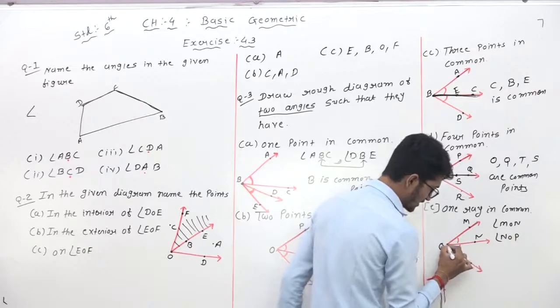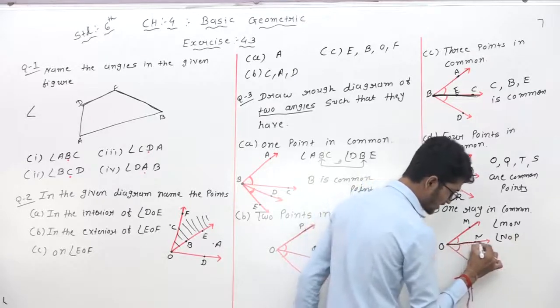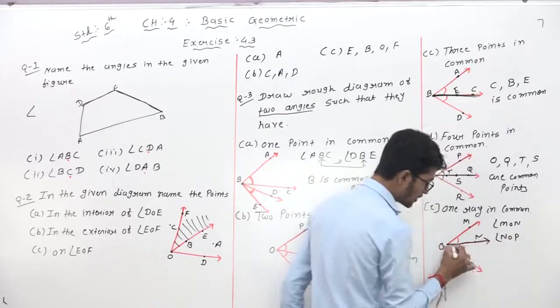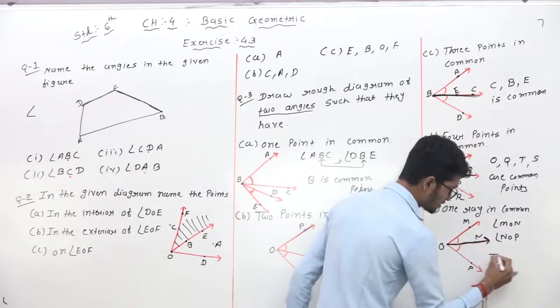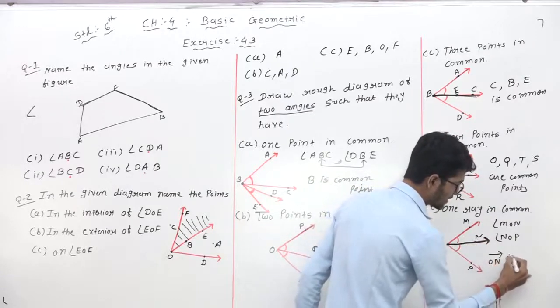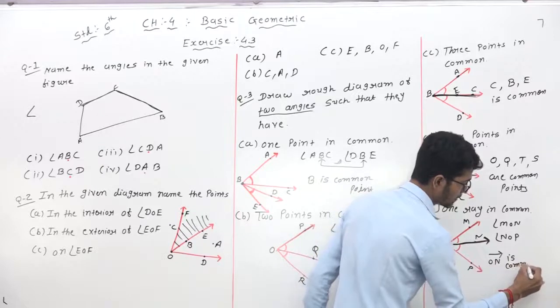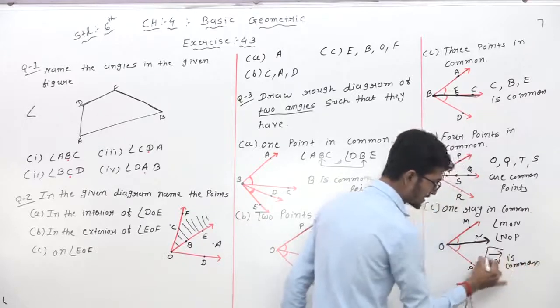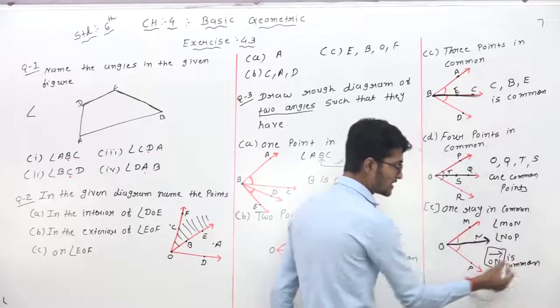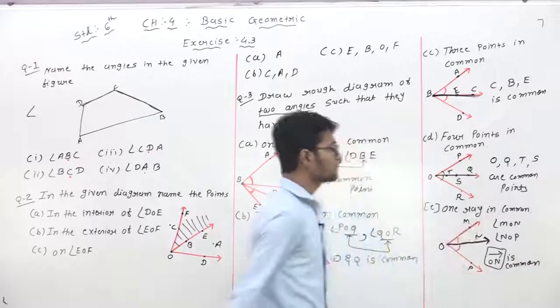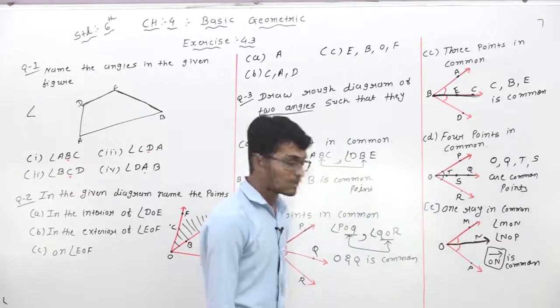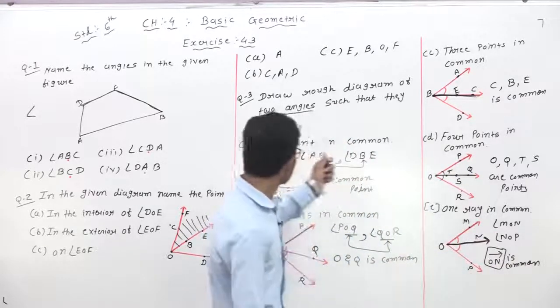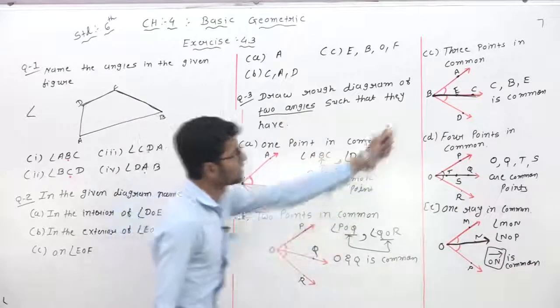In these angles, here is the starting point and this side is extended. So only one ray is common. It means O, N is common. So this one is the ray sign. O, N is common. So this one is my fifth question's figure. Understand how to solve question number 3 of these types.